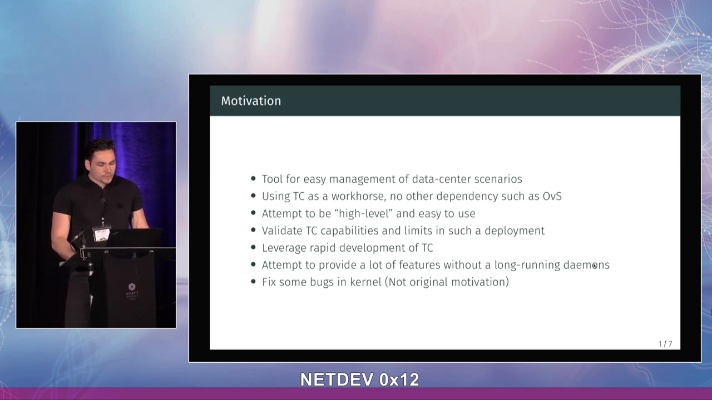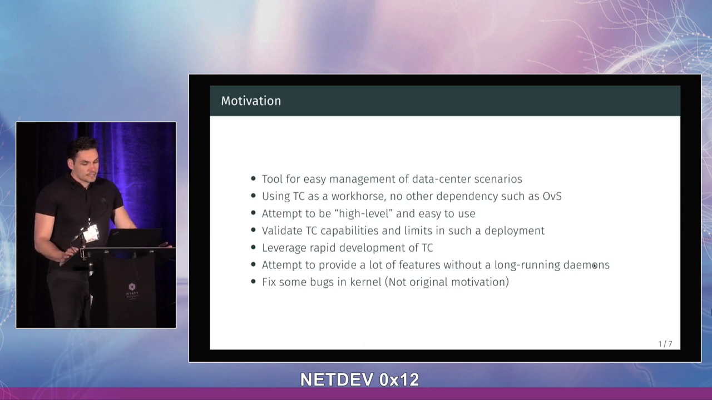So furthermore, we fixed some bugs in the kernel, which wasn't the original motivation, right? But we found some bugs in TC and fixed them, because as far as we know, this usage of TC is kind of unique, or I don't know, how many people actually use just TC for managing their virtual network in their data center.